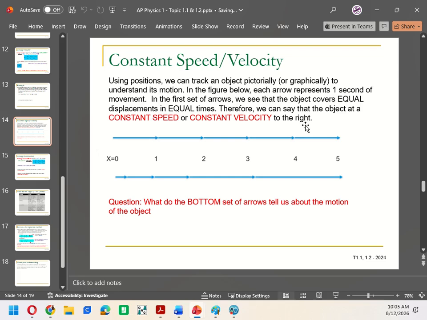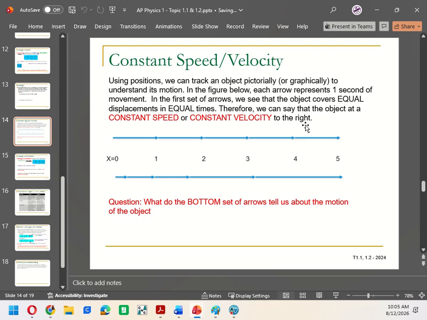Anyway, so constant speed velocity. So take a look at this. These are in the packets on the notes. So using positions, we could track an object pictorially or graphically. That is going to be one of the big things that I try to have you do for this class all year long. Draw a graph, draw something to represent that problem. Because everything we do is going to be a word problem where you have to understand what it's doing. Is it going to the left? Is it going to the right? You know, all these things you need, and that's going to set up more after you actually have all those things.